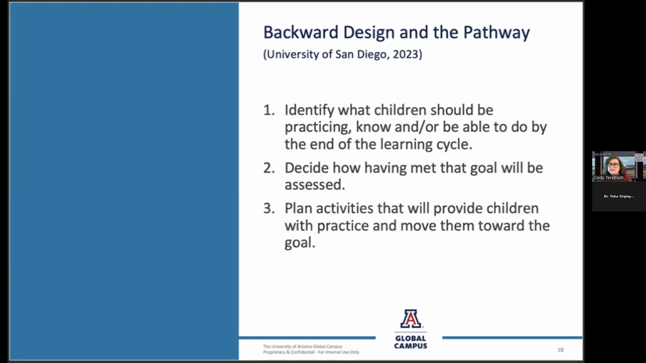So we had step 1, identify what children should be practicing, know, and or be able to do by the end of a learning cycle. Step 2, decide on how having met that goal will be assessed. How will you know they've met it? And step 3, plan activities that will provide children with practice and move them toward the goal.